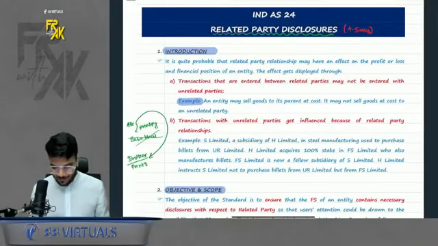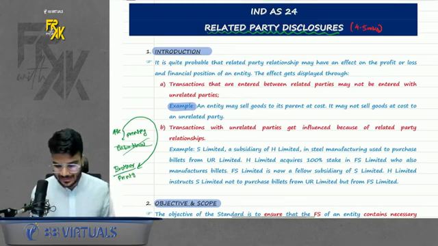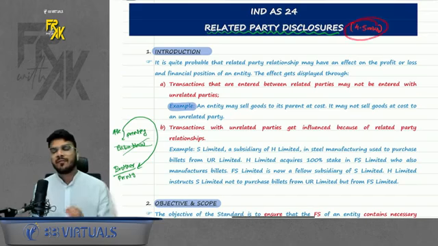So welcome to this amazing revision of Ind AS 24 Related Party Disclosures. A very cute, very small Ind AS which we are going to revise in 100% English with concepts and questions both.